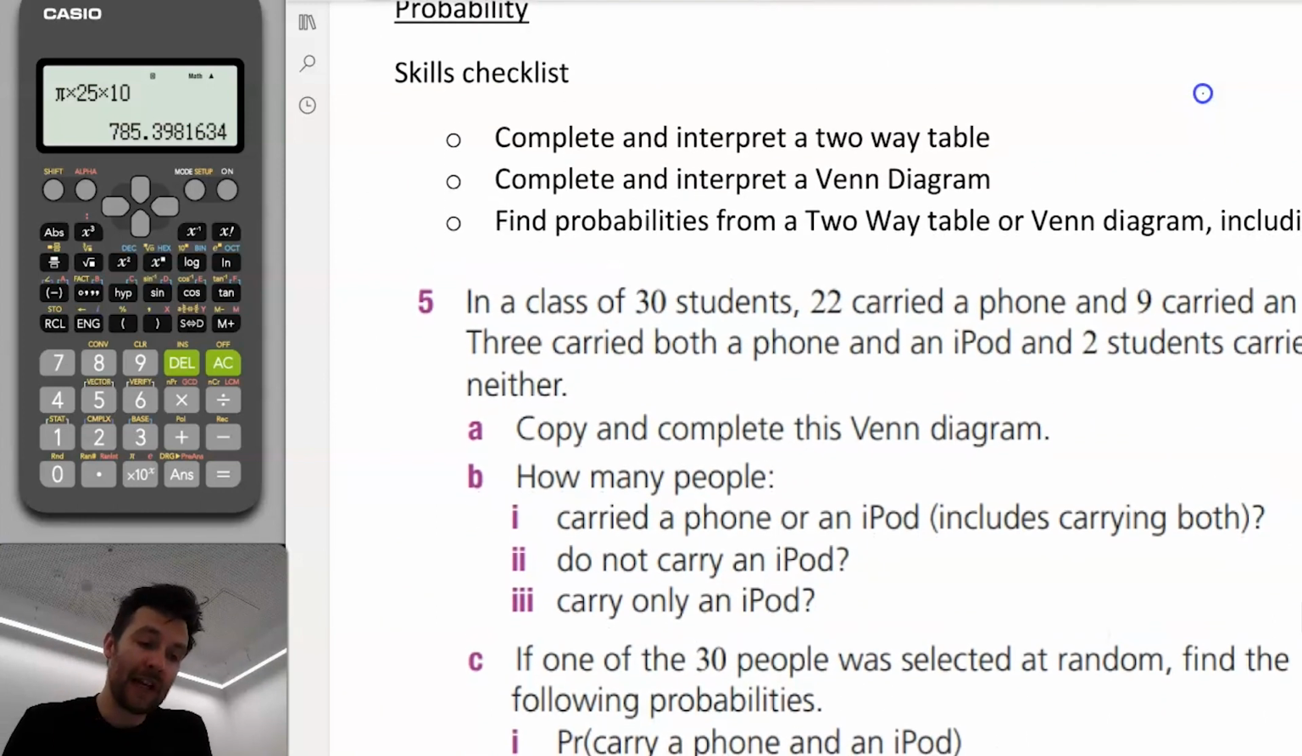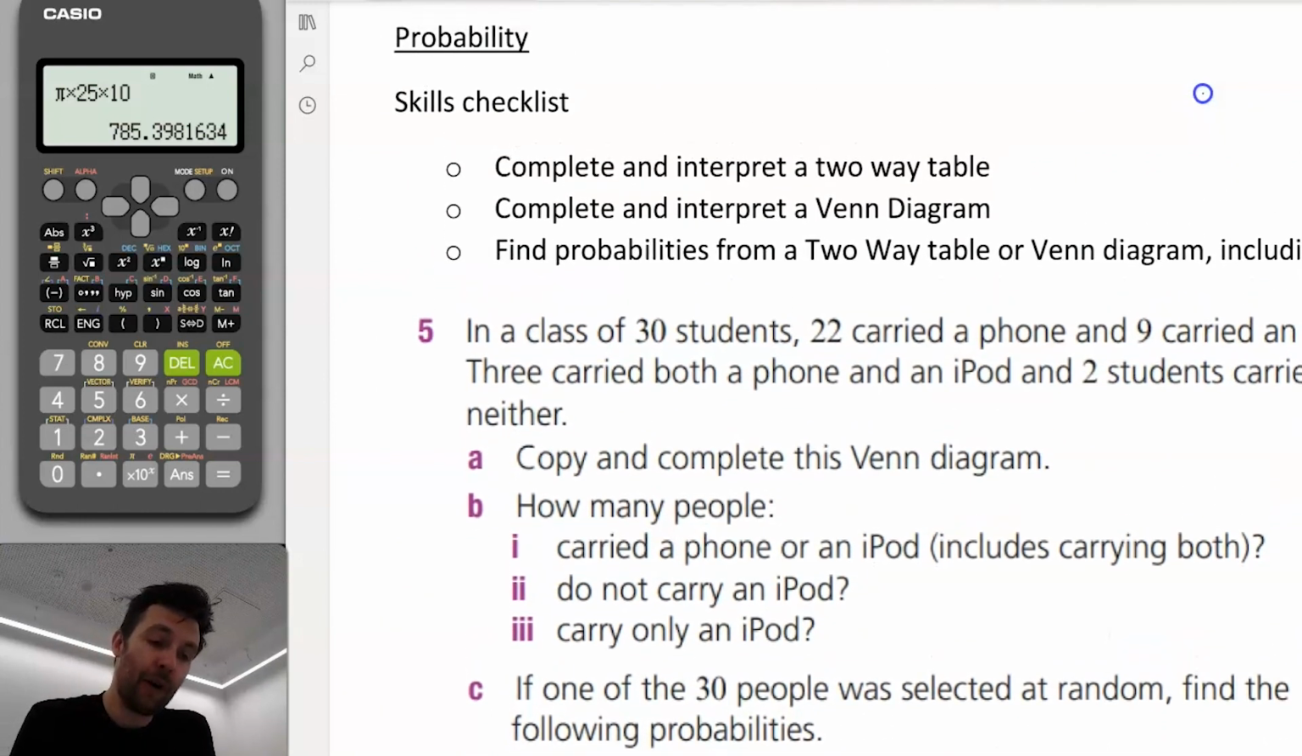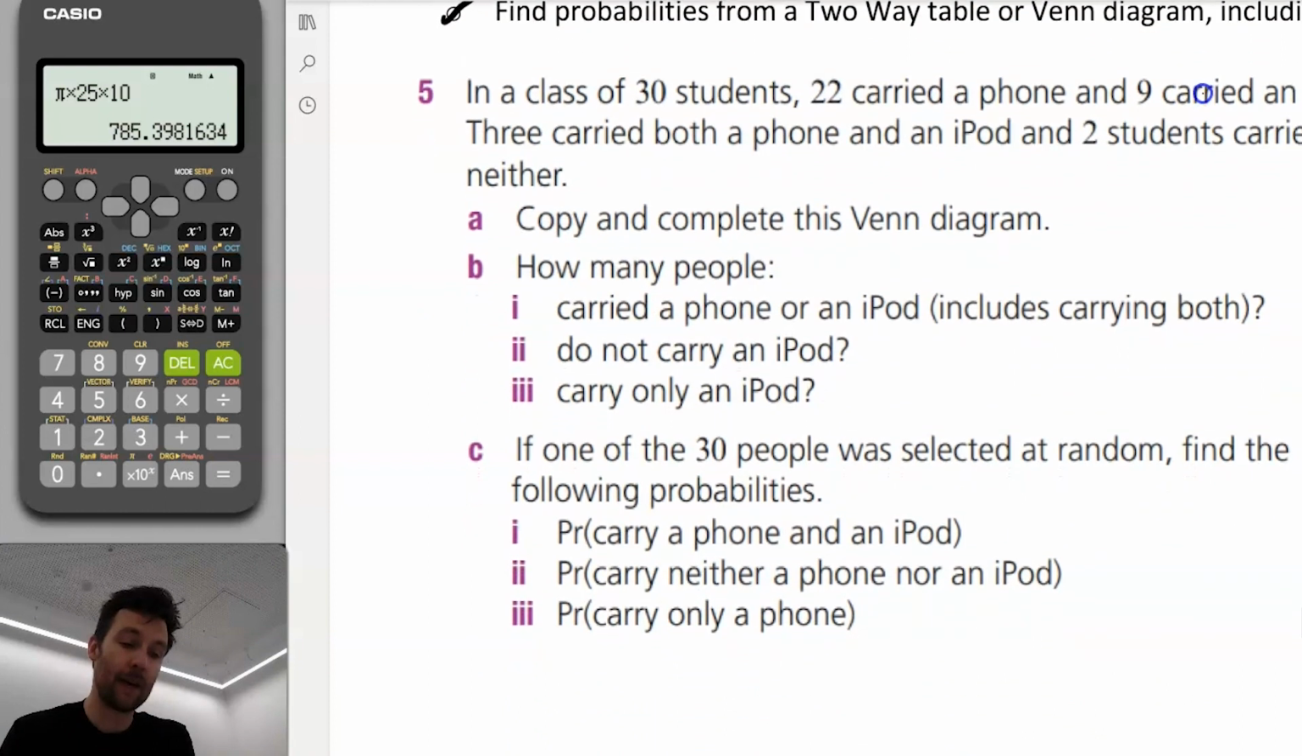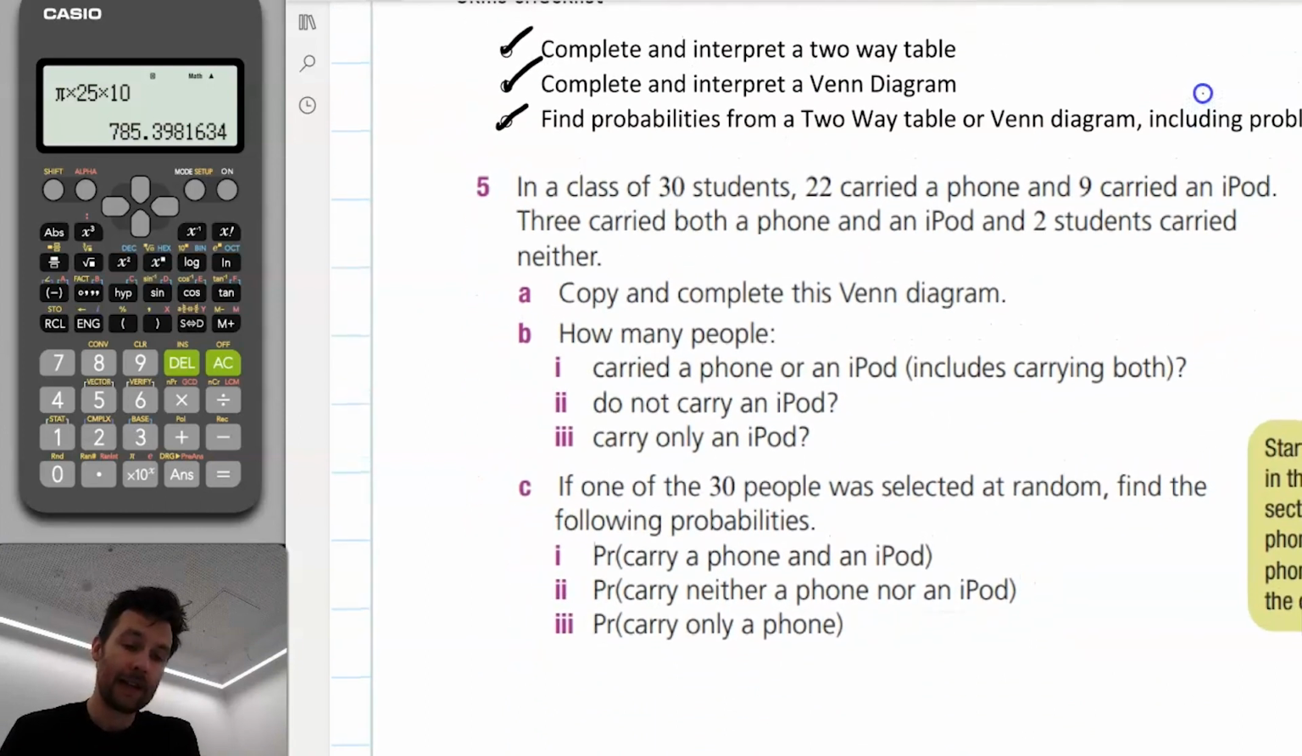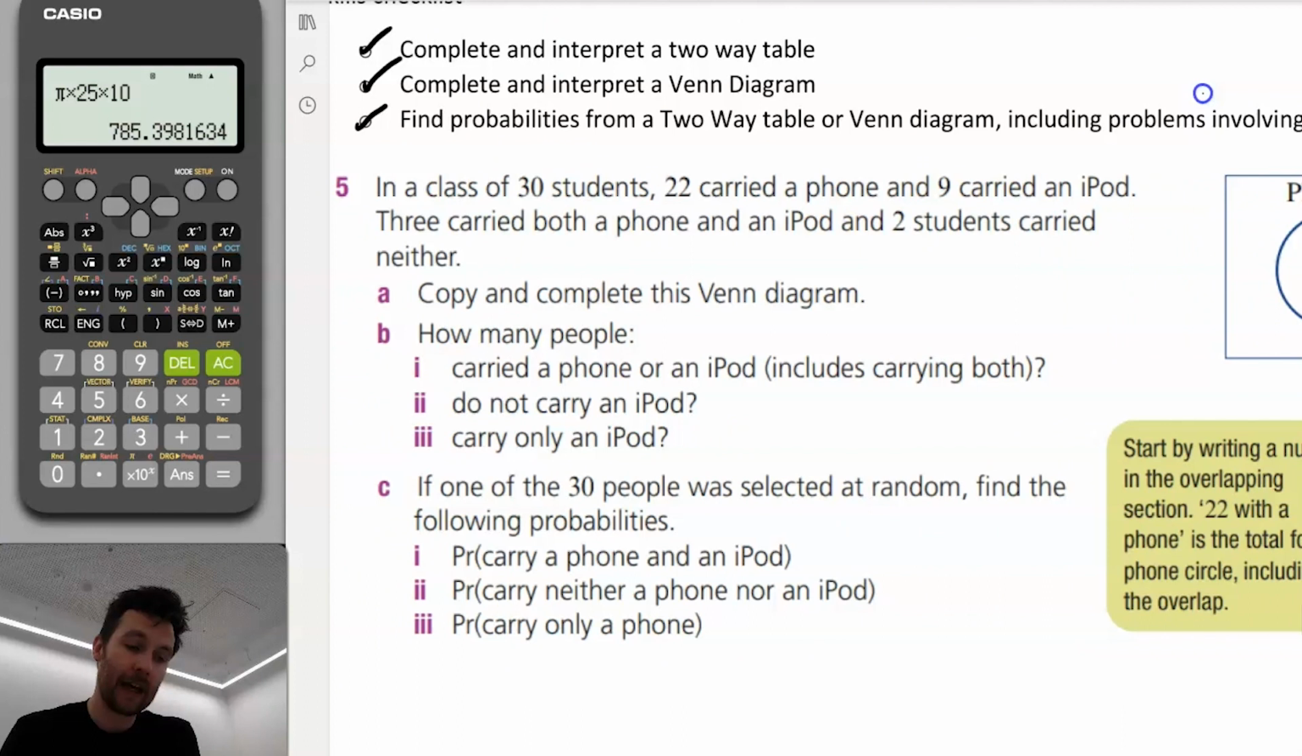Okay, we're getting towards the end now. So for our skills checklist for probability, I'm hoping that this is the easiest one because we did it the most recently. But we did complete and interpret a two-way table, complete and interpret a Venn diagram, and find probabilities from a two-way table. Okay, let's have a look at this one.